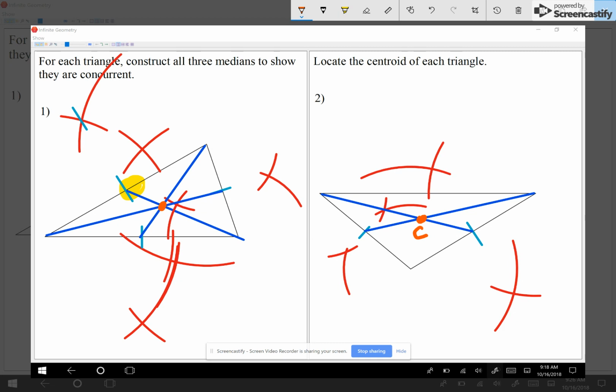So on your paper, the front, the first six questions, my example number one, I just want you to practice with the medians. Now on the back, I gave you six questions, 7 through 12, where I want you to find the centroid. You only need two medians for the centroid.